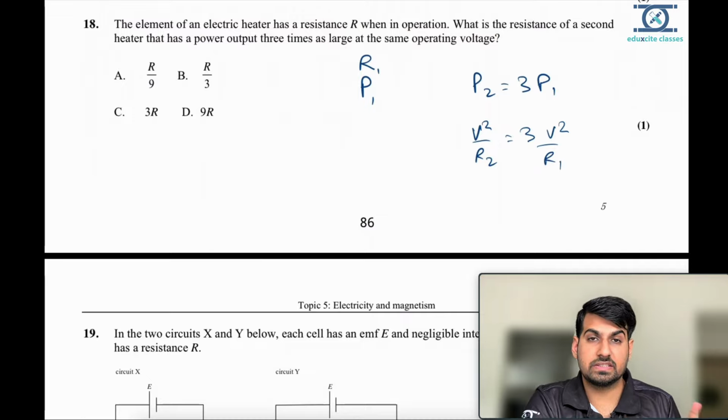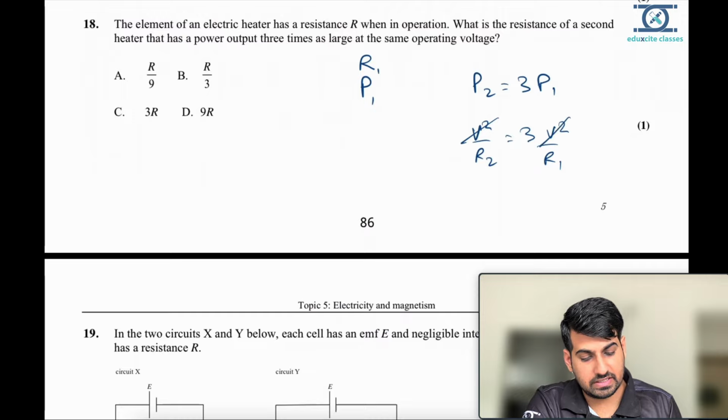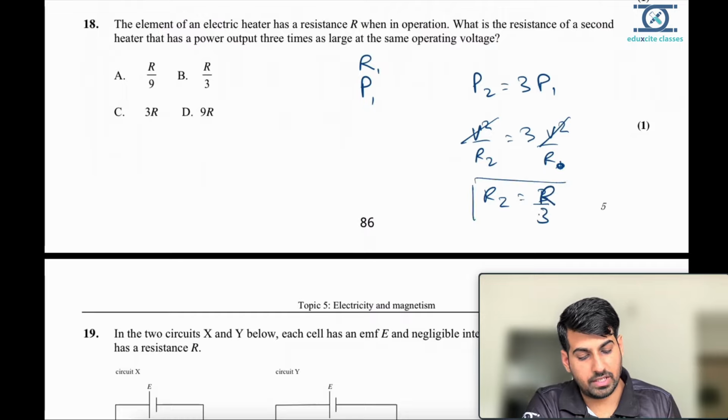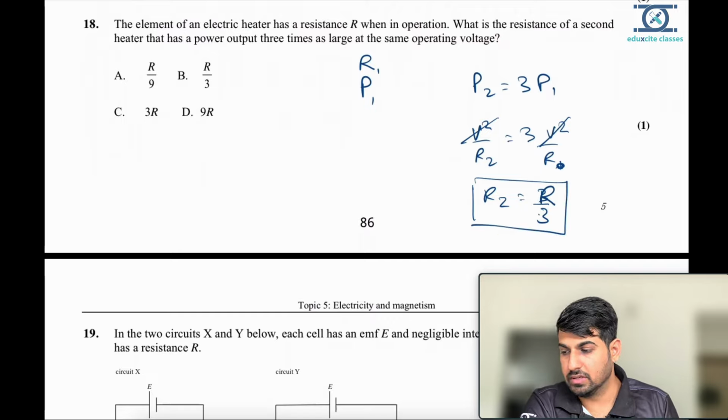Now the voltages are given in the question as same. So I can say this and this get cancelled. So this is R only. So R2 will be what? R2 will be R by 3. R2 will be R by 3, which is option B.